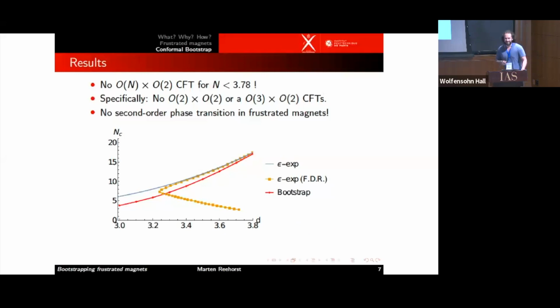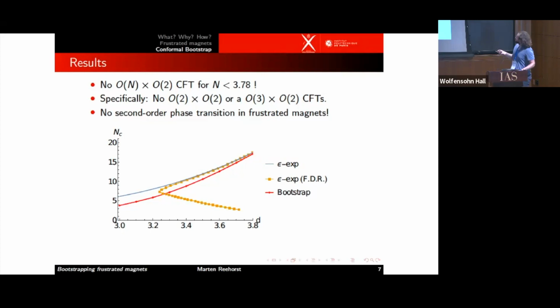Since, given the time, I will jump immediately to the results. We find that if you consider this wider class of ON cross O2 chiral CFTs, then there's no CFT for n smaller than 3.78. Specifically, there's no O2 cross O2 or O3 cross O2 CFT that could describe this second order phase transition. And so we can conclude that there is no second order phase transition, and the phase transition in these frustrated magnets must be first order.